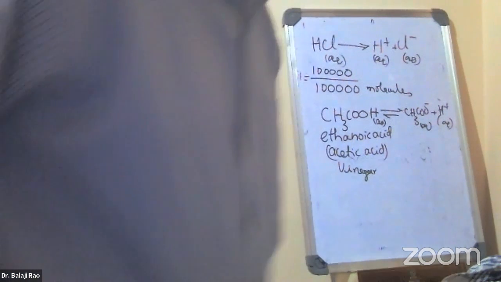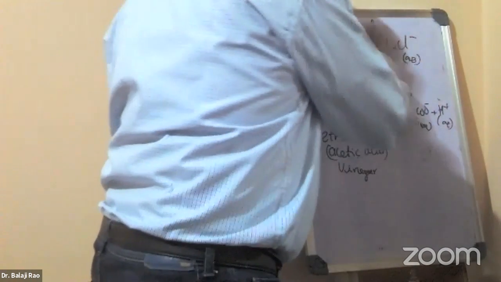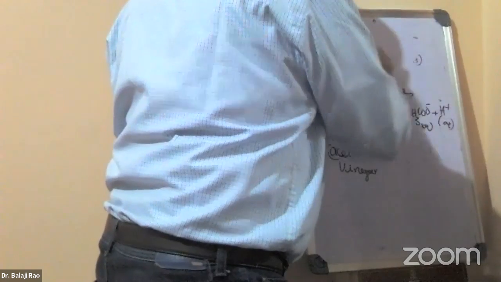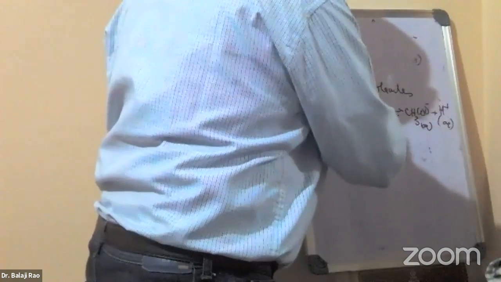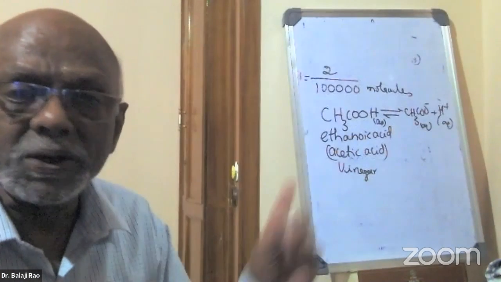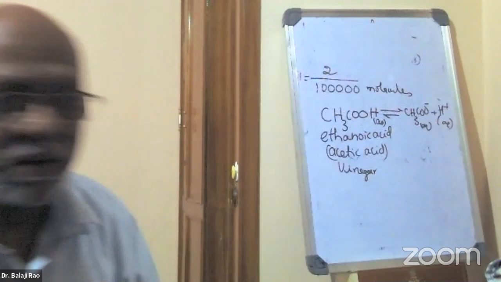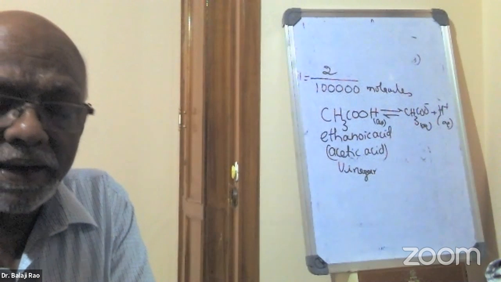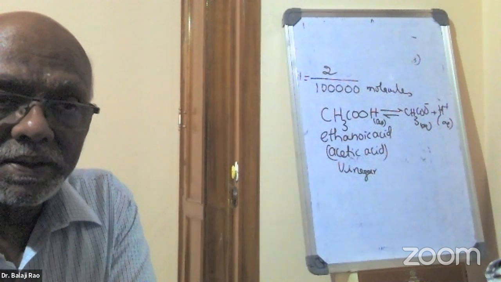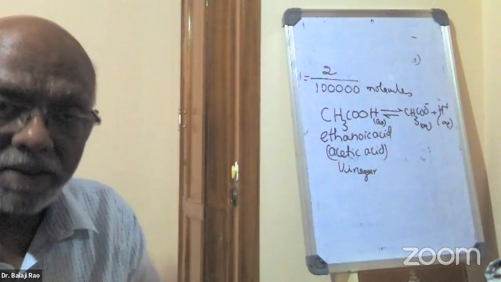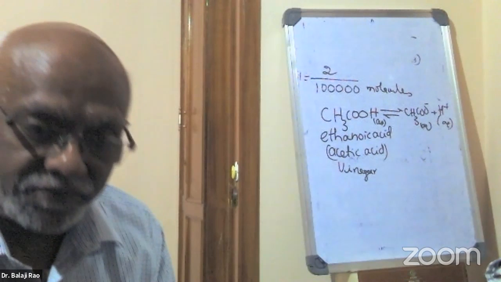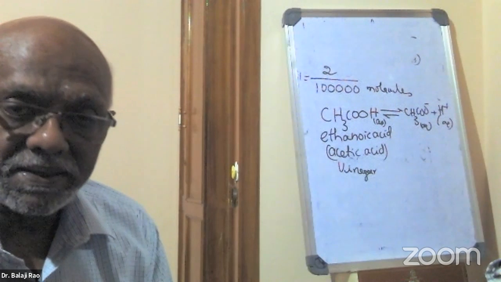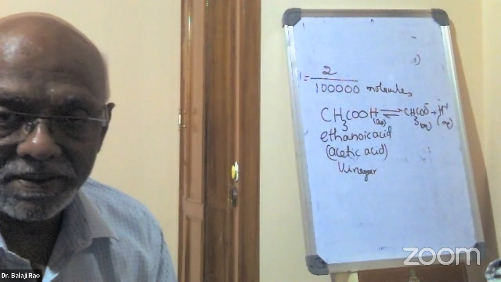If I take, say, 10 to the power of 5 molecules of acetic acid, I find only two molecules will ionize into acetate ion and hydrogen ion. That means the remaining 99,998 molecules remain undissociated. Therefore, acetic acid is called a weak acid.